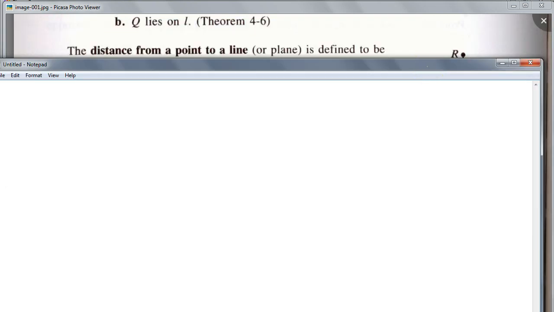So before I talk about the next theorem, I want to talk about this definition. The distance from a point to a line is defined to be, anybody want to guess what we mean by the distance from a point to a line? How do you think we're going to define a distance from a point to a line?